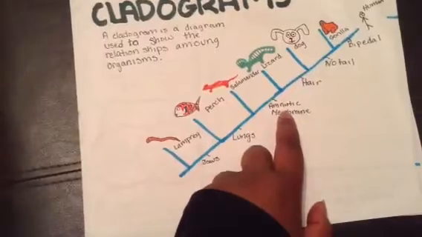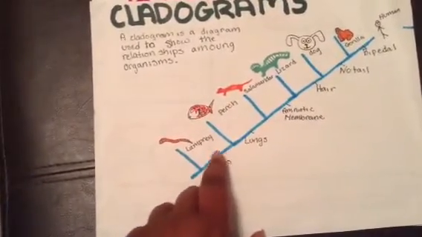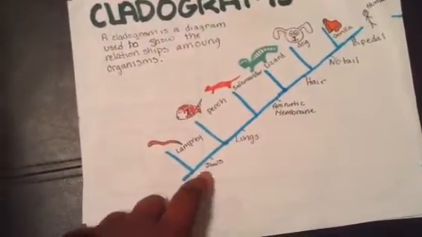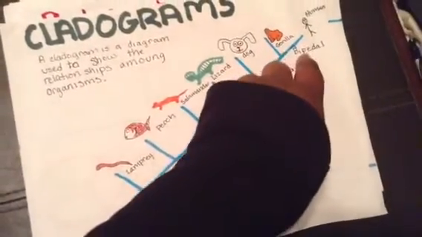So everything below amniotic membrane doesn't have an amniotic membrane. Everything above it has one. Same goes for the jaws, lungs, hair, no tail, and bipedalism.